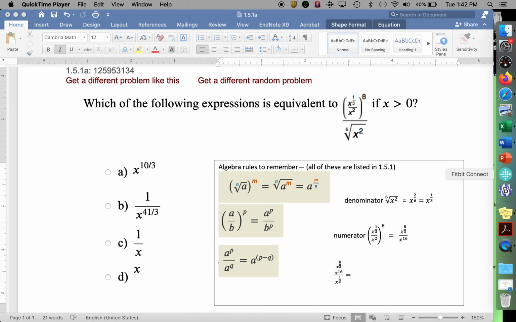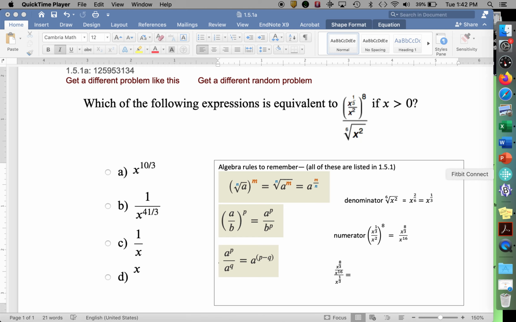1.5.1a. Which of the following expressions is equivalent to, on the top it has x to the 1/3 over x squared, quantity to the 8th, and in the denominator it has the 6th root of x squared. And it says something about x is greater than 0.